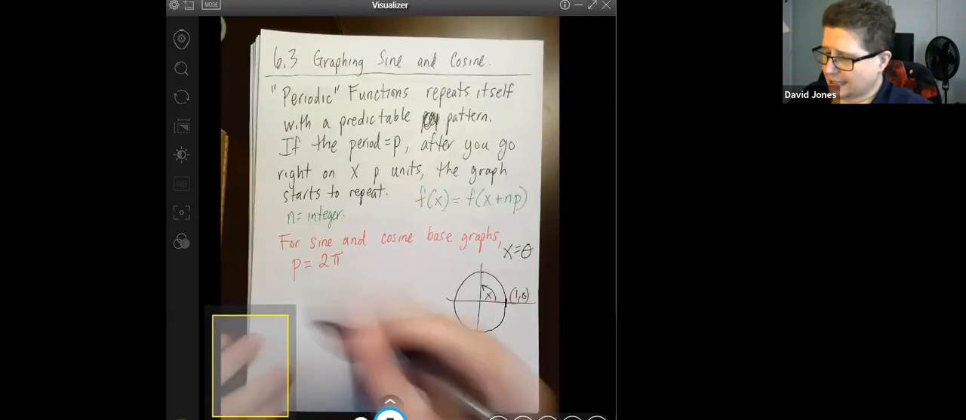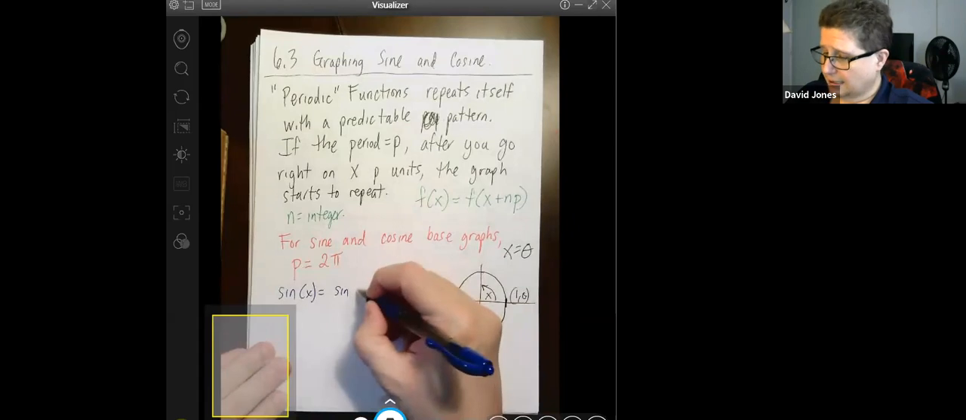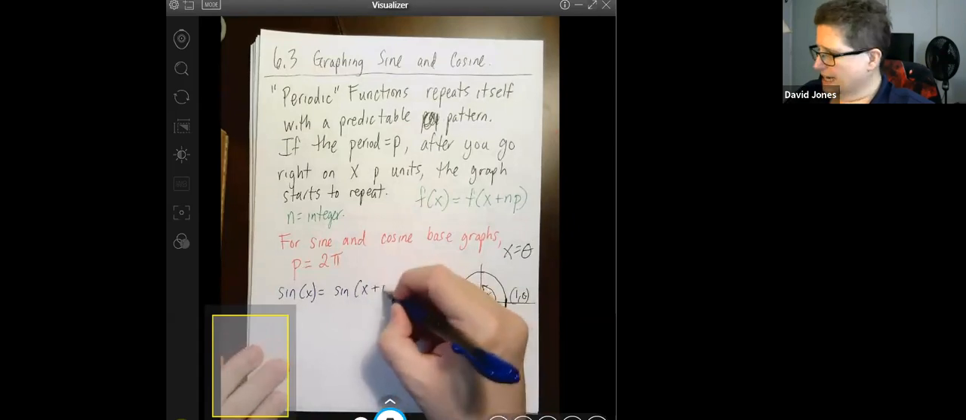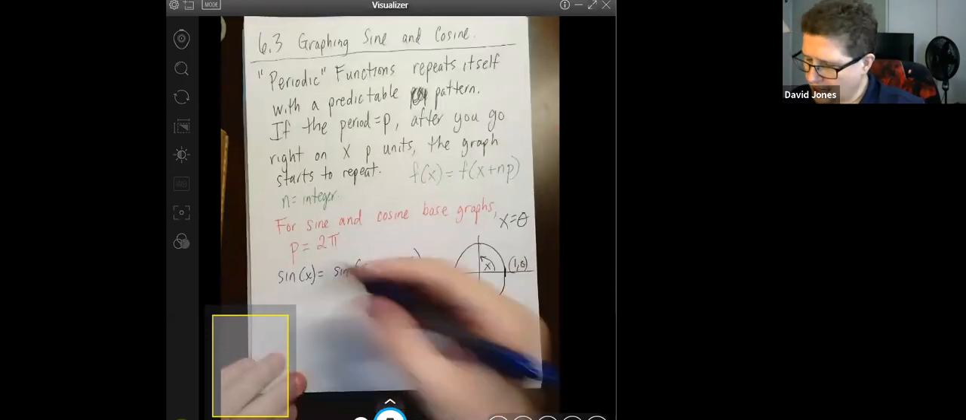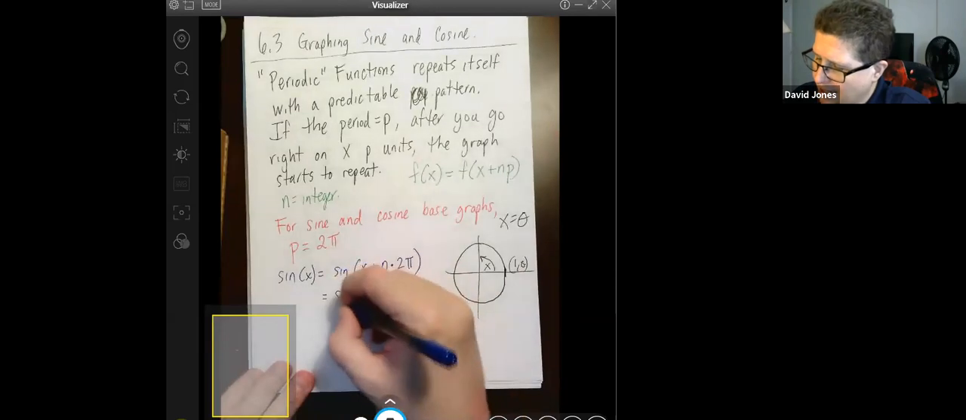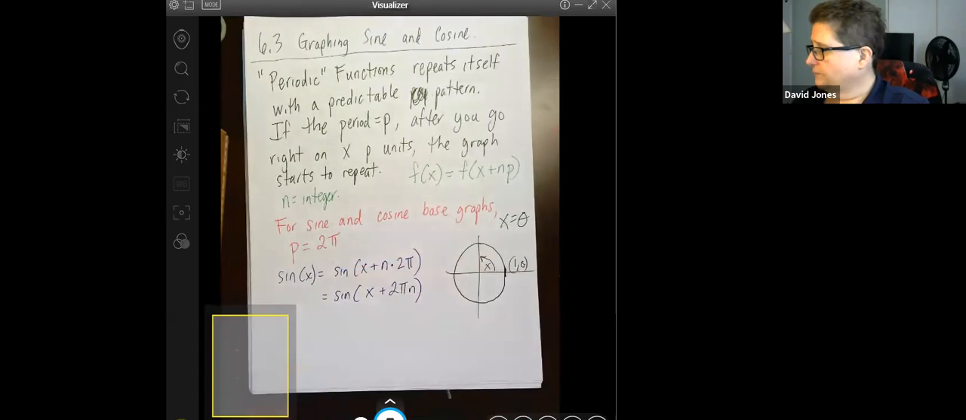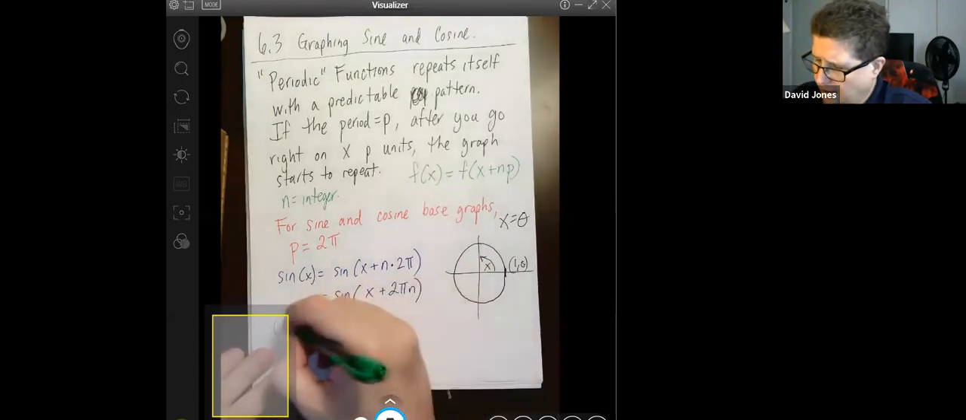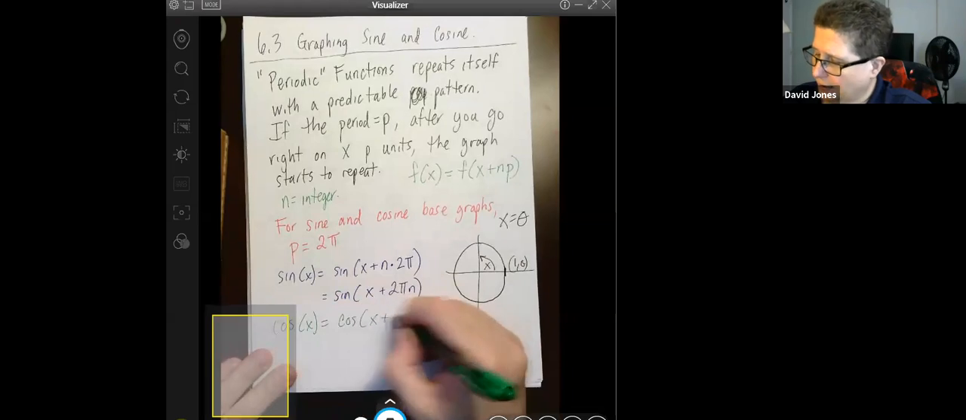So sine of x is the same thing as sine of x plus n times 2 pi, and the same thing with cosine. We tend to write this as sine of x plus 2 pi n. And similarly, cosine of x equals cosine of x plus 2 pi n.